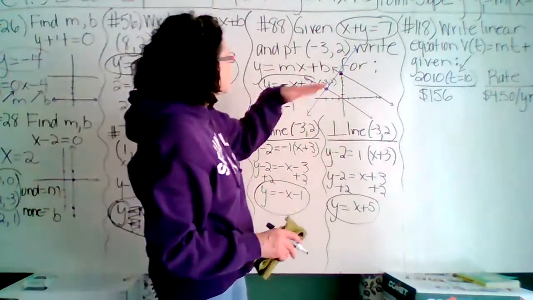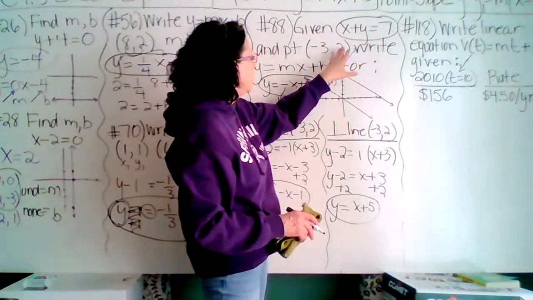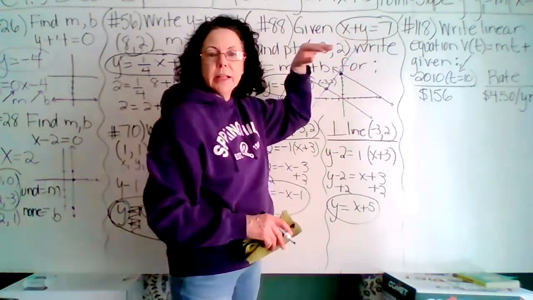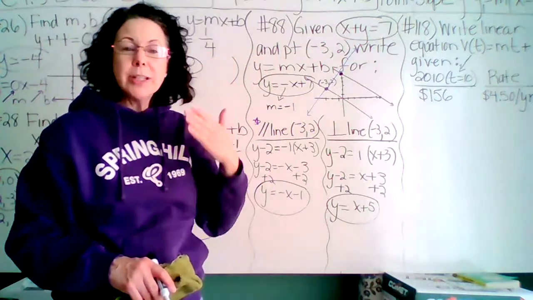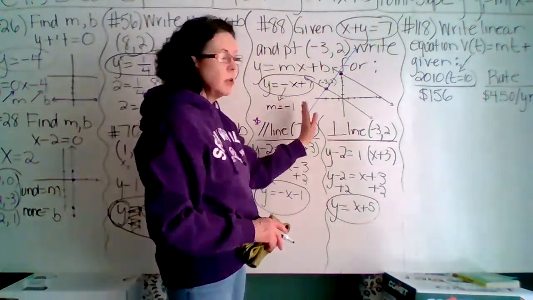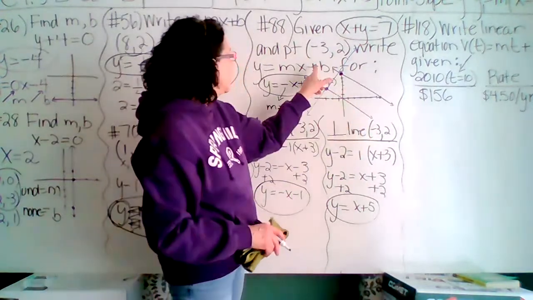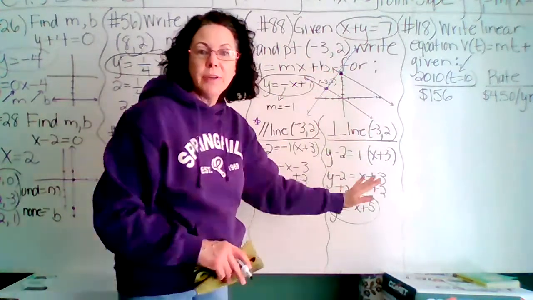So first, when you've been given the line and the point, write the line you were given in slope intercept form so you can see the slope. Same slope, opposite reciprocal slope. Use the point. Make yourself a nice chart.